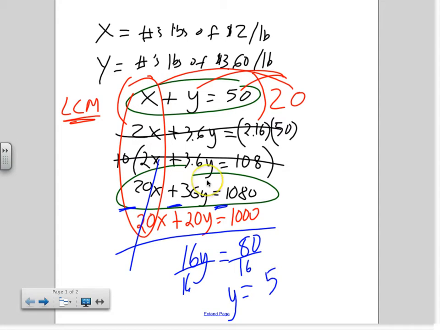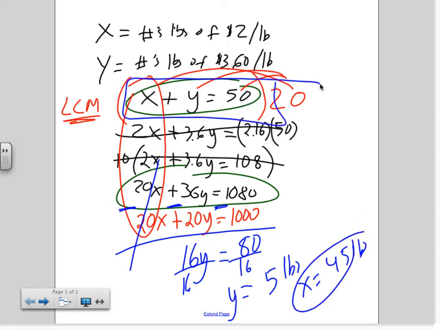If y is 5, then x has to be 45. You don't have to think much of it, right? Because it's a total of 50 pounds. If y represents 5 pounds, then x has to be 45, based on this first equation that we defined, pounds. So how much of each type? Well, that means I'm going to have to take out 5 pounds worth of the $3.60 type and 45 pounds worth of the $2 type to make a total of 50 pounds and selling at $2.16 a pound. Okay, is that clear?